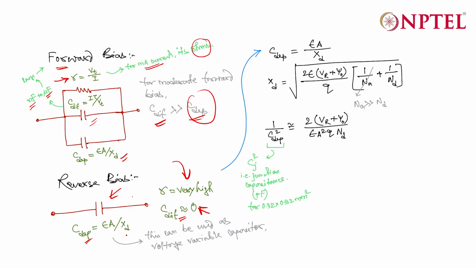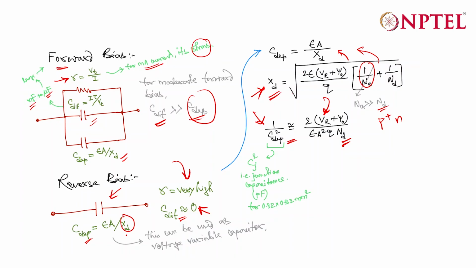Because if you put the value of Hd, we have already seen the expression for Hd. If you put the expression for Hd and do some arrangements, you will find 1 by C depletion square is approximately equal to 2 into Vr plus psi naught divided by epsilon S square Q Nd. In the Hd, we have taken this value as 0 because Na is much higher than Nd for a P plus N junction. And then if you replace those values over here and take a square of it, you will find that this depletion capacitance is actually a function of Vr.